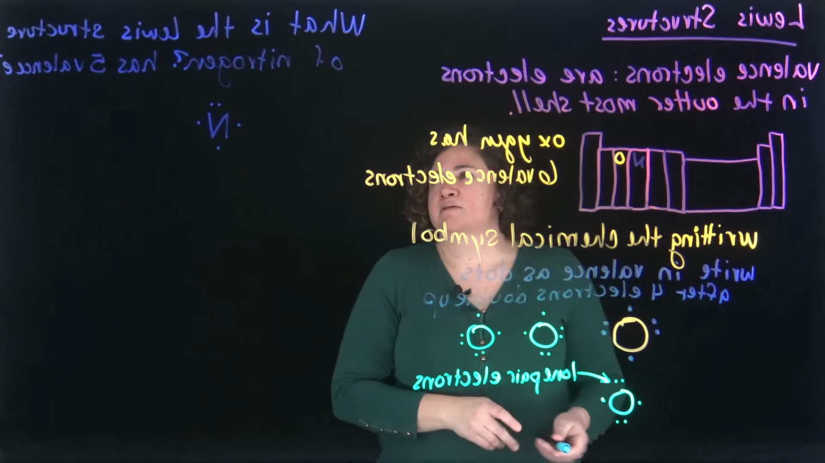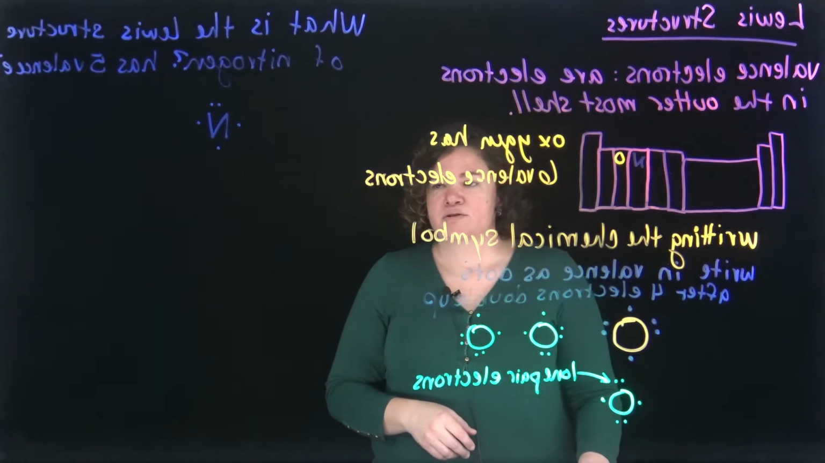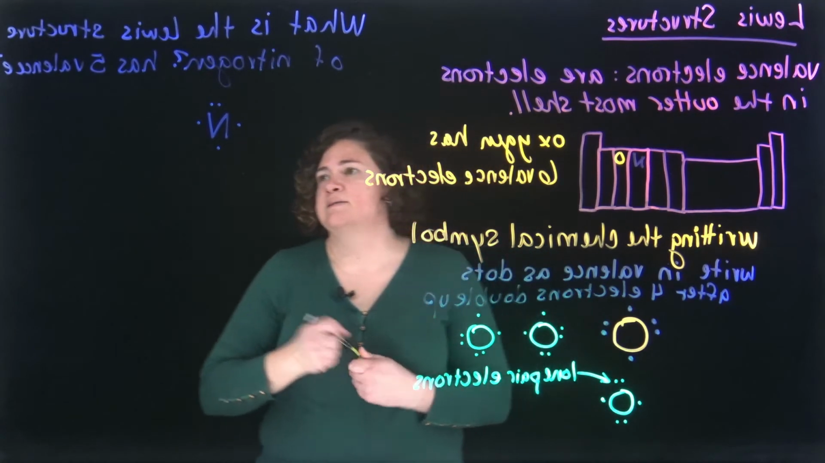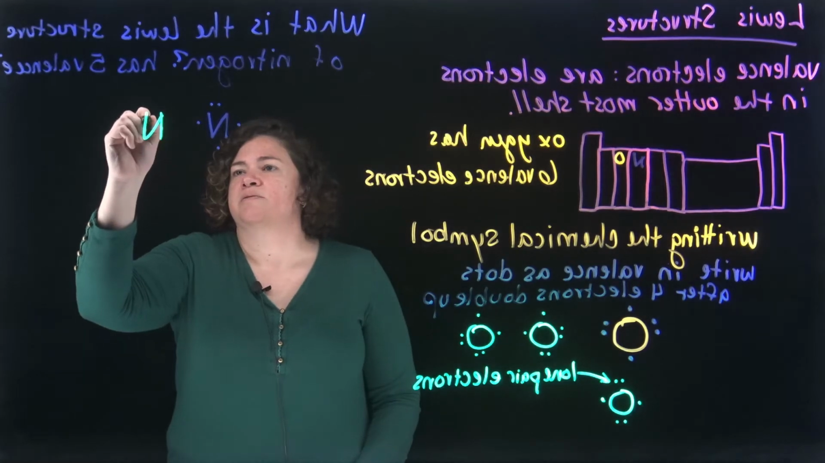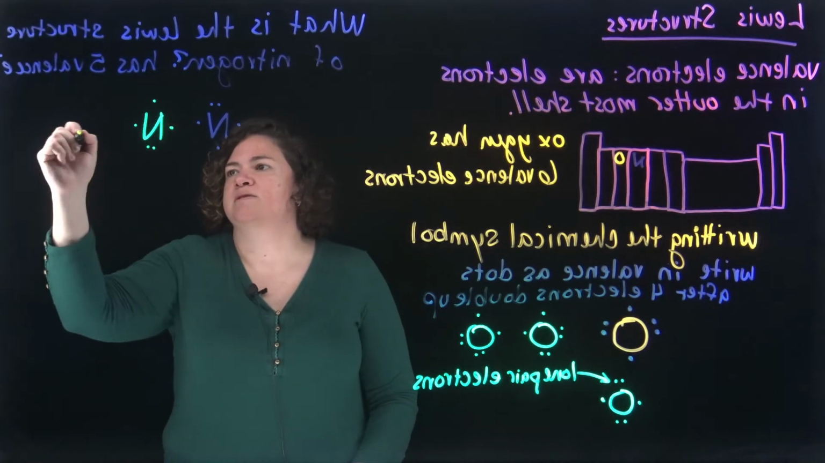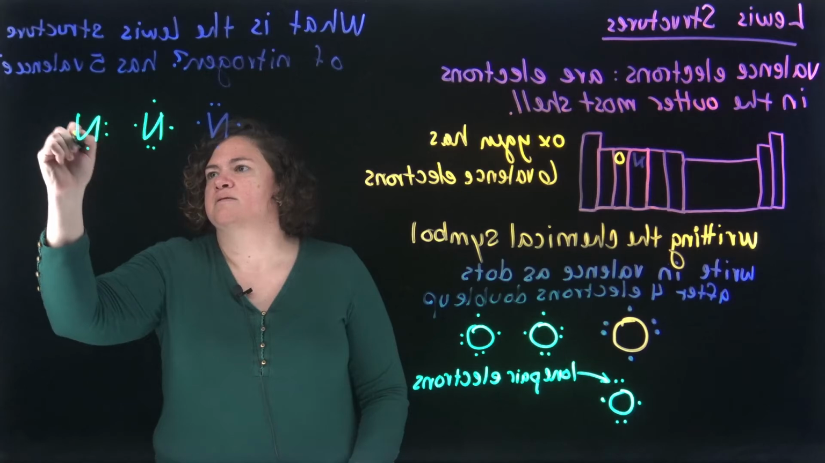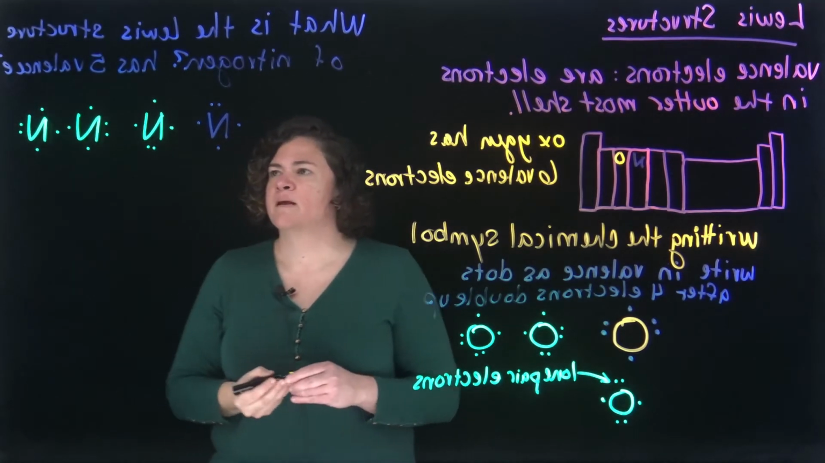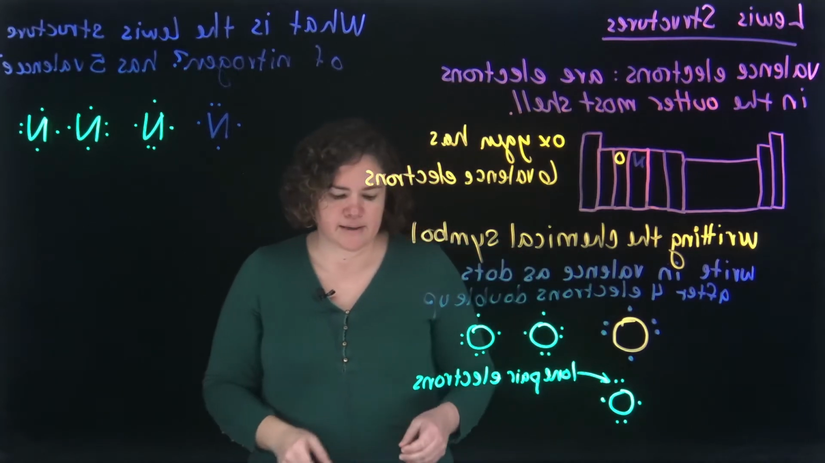Notice that sometimes it's called Lewis dot structure or Lewis structure. Those are both the same thing. And again, if you wanted to write this Lewis structure as follows, it would still be correct. All four of those would be correct.